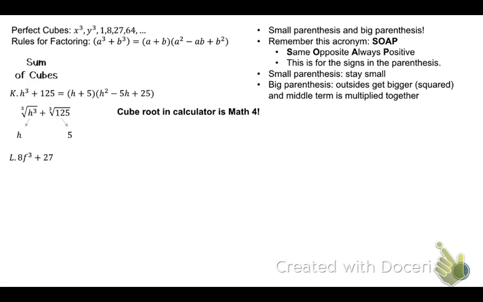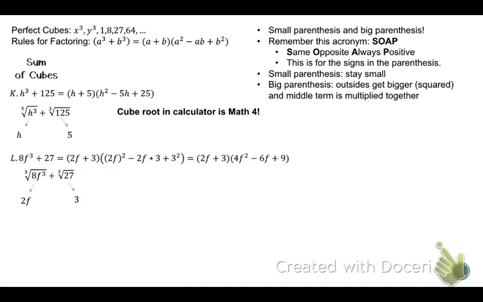Okay, let's look at another one. So 8f cubed plus 27. Small parenthesis, big parenthesis. Same, opposite, always positive. Cube root the 8f cubed, cube root the 27. So that's going to be 2f and 3. So it's going to be 2f plus 3 because they stay small. Get bigger, so it's going to be 2f squared and 3 squared, and then 2f times 3. Well, it's going to be 2f plus 3 times 4f squared minus 6f plus 9, since 2f squared is 4f squared and 3 squared is 9.